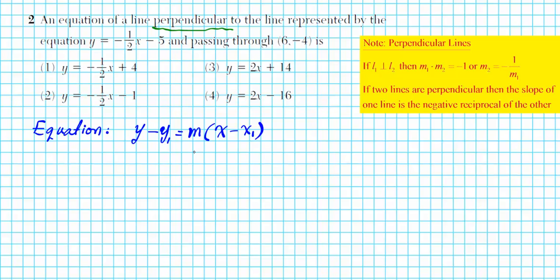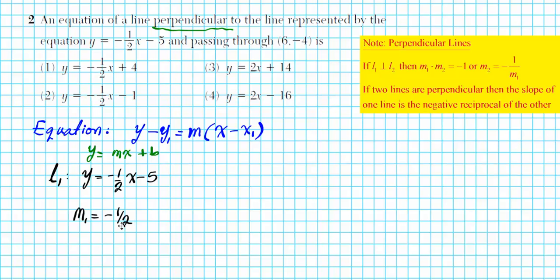We need the slope and a point. So let's start out by finding the slope of the second line. Okay? So let's call this the first line. So let L1 be y equals -1/2 x minus 5. Okay? Now, if this is the equation of the first line, if I write down the slope-intercept form of the equation of a line, what does this tell us about the value of the slope, m1? The slope is always the coefficient of x. So m1, the slope, is going to be negative 1/2.